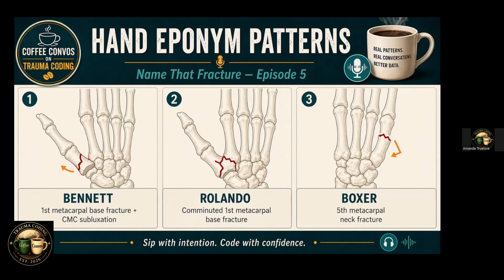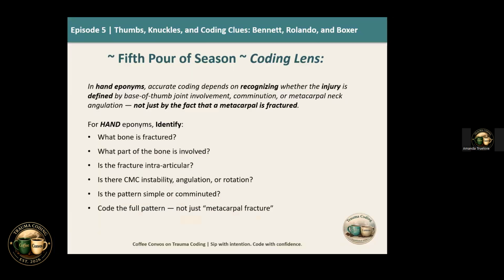They are defined by location, joint involvement, fragment patterns, instability, and sometimes whether the injury is a more straightforward fracture or a more complex intra-articular pattern. Now, before we get into the fracture review, here we have the coding lens for the episode. So episode 5 is going to teach you to look beyond that metacarpal fracture and to identify the exact location, articular involvement, comminution, and instability that define the true hand injury pattern.